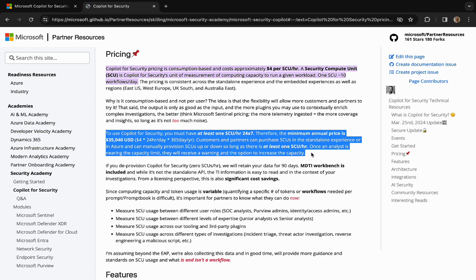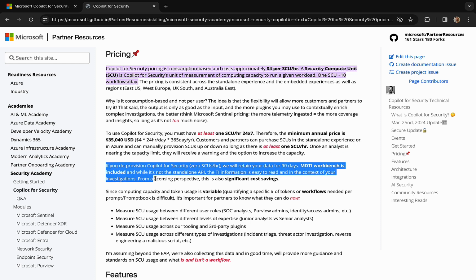So, to use Copilot for Security, you must have at least one SCU per hour, so 24/7. Therefore, the minimum annual price is going to be $35,040. Customers and partners can purchase SCUs in the standalone experience or in Azure and can manually provision SCUs up or down so long as there is at least one SCU per hour. Once an analyst is nearing the capacity limit, they will receive a warning and the option to increase the capacity.